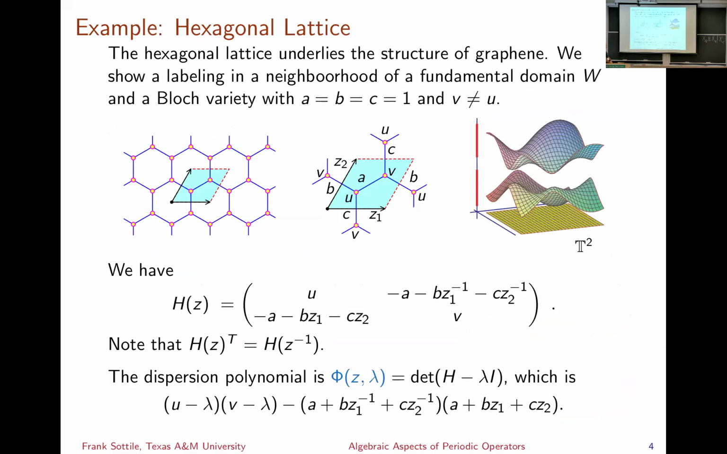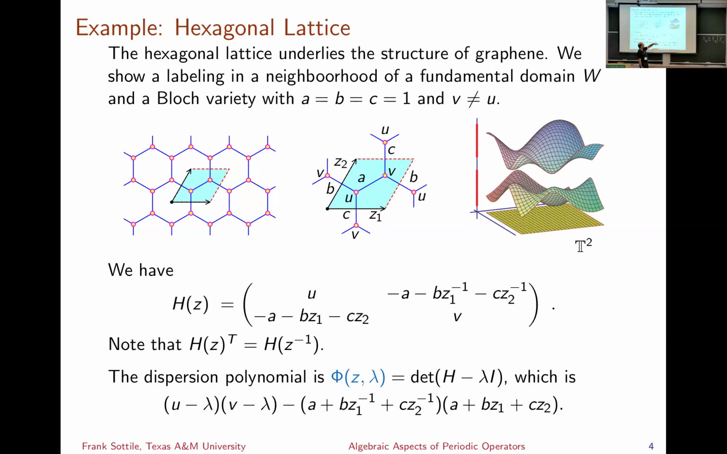I think the simplest example is the hexagonal lattice. This underlies the structure of the molecule graphene, and here's a labeling. The lattice is on the left. The middle is just a labeling of the edges in the neighborhood of a fundamental domain. I'm going to use the same name for the vertices as for the potential, because those are just parameters, and I don't want to mess up the slide. And here's a picture of a Bloch variety.